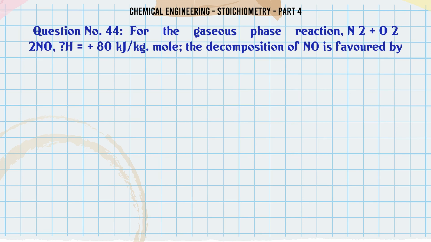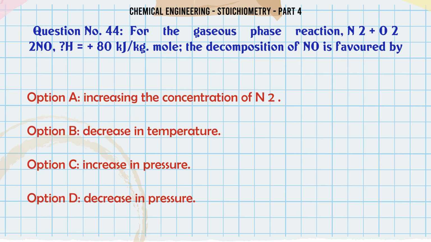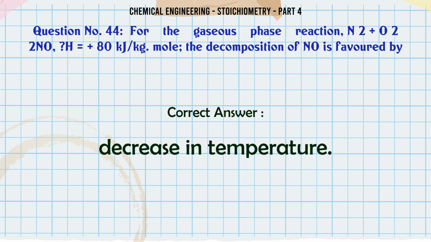For the gaseous phase reaction N2 + O2 → 2NO, ΔH = +80 kJ/kg mole, the decomposition of NO is favored by A increasing the concentration of N2, B decrease in temperature, C increase in pressure, D decrease in pressure. The correct answer is decrease in temperature.